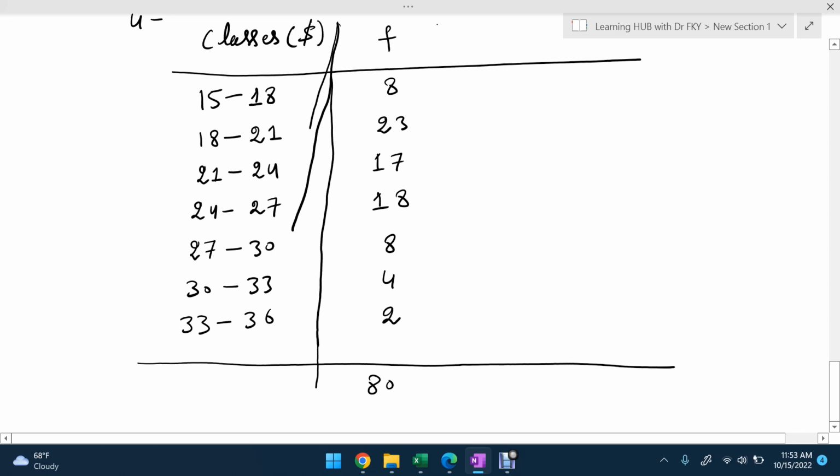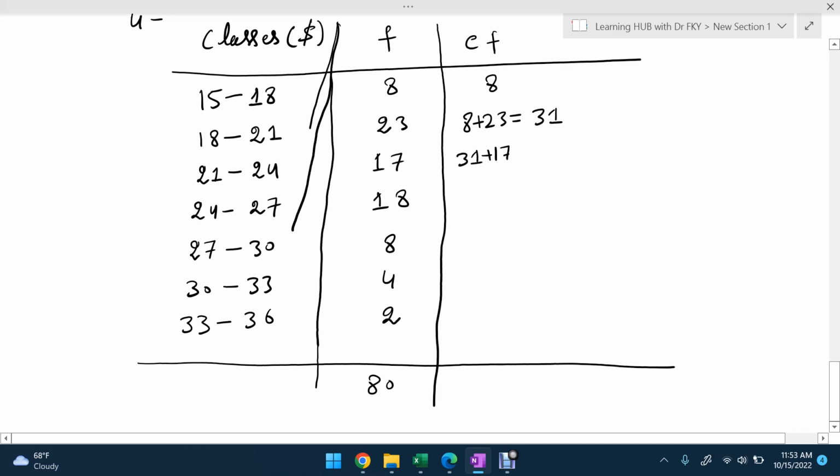Now I will calculate the cumulative frequency. Cumulative frequency means that you write the first frequency in its place, and then the next is 8 plus 23, which makes 31. For the next group, the cumulative frequency is 31 plus 17, which makes 48.